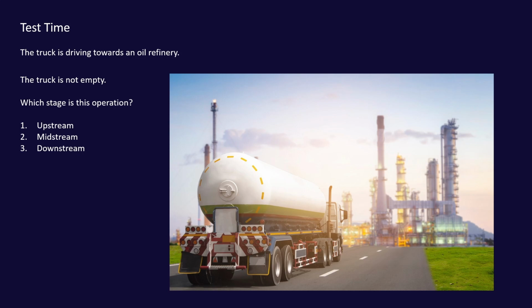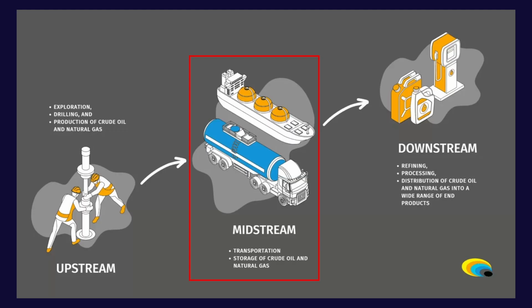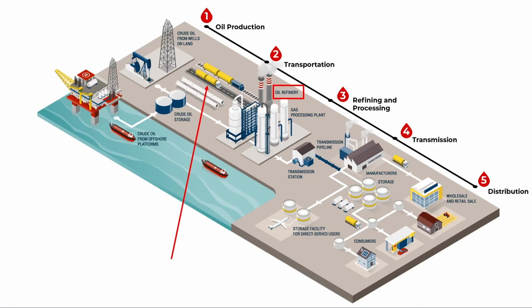Okay, so hopefully you have your answer. So this is midstream. Well, why is it midstream? Because it's transportation to a refinery, and the refinery is in the downstream part. So we can look at this. The midstream is transportation between upstream and downstream, and also storage. If we look at this view, the arrow points to this operation, a truck carrying oil and gas from the upstream part into the refinery part. So that's why it's midstream.